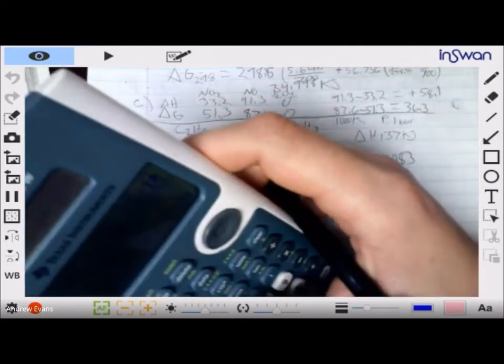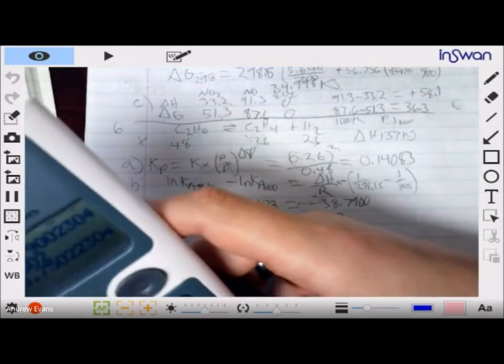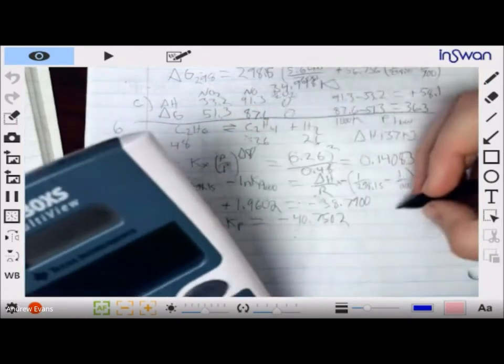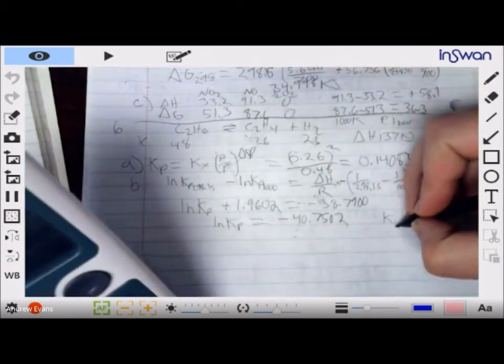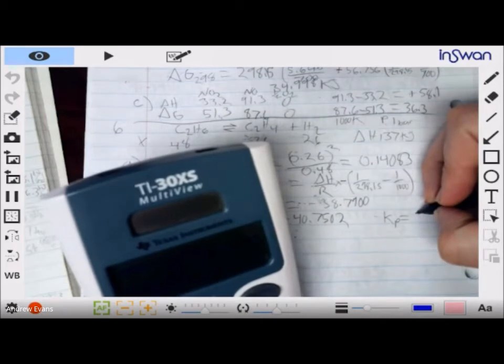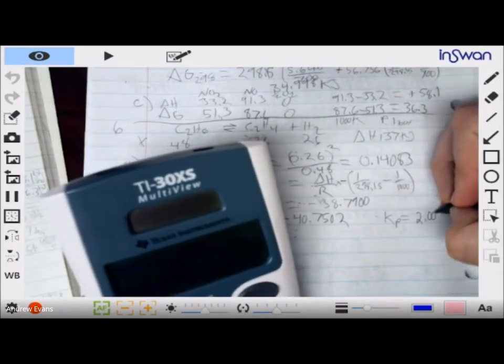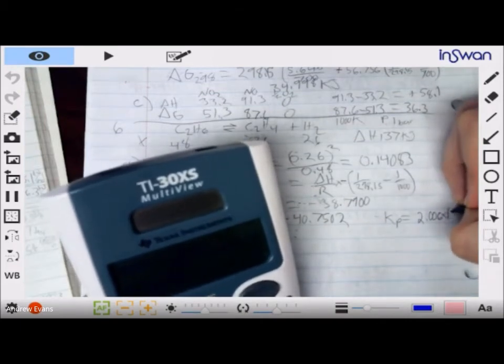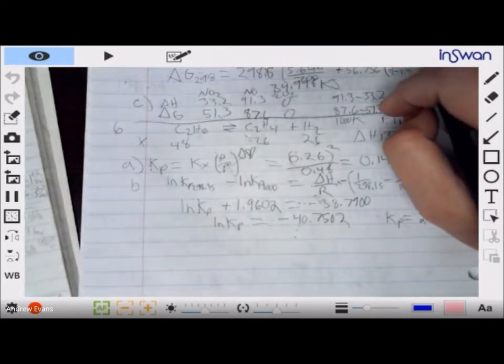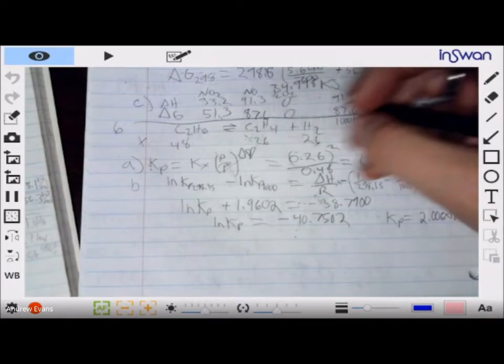So inverse log to get rid of the ln, you would have something like your Kp at 298 is something like 2.006 times 10 to the negative 18th. So that calculates your Kp.